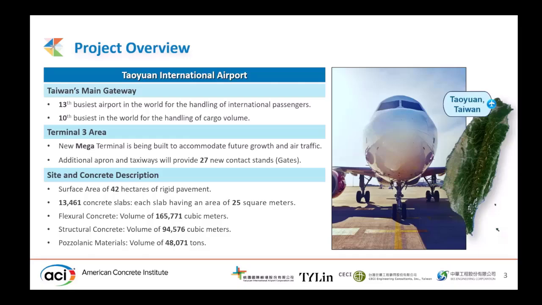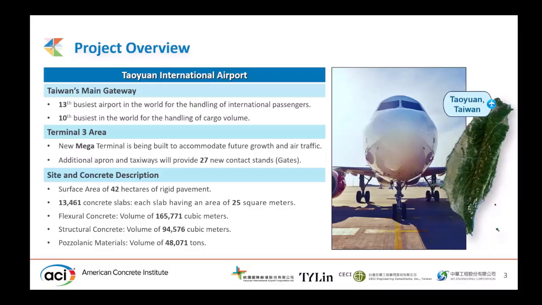This airport construction is located at Taiwan's main gateway, Taoyuan International Airport. This airport is the number 30 business airport in the world for handling of passengers. Currently, a new mega terminal is being built to accommodate the future growth and air traffic at Taoyuan Airport. And this project is going to provide additional apron and taxiway to provide 27 new contact stands.